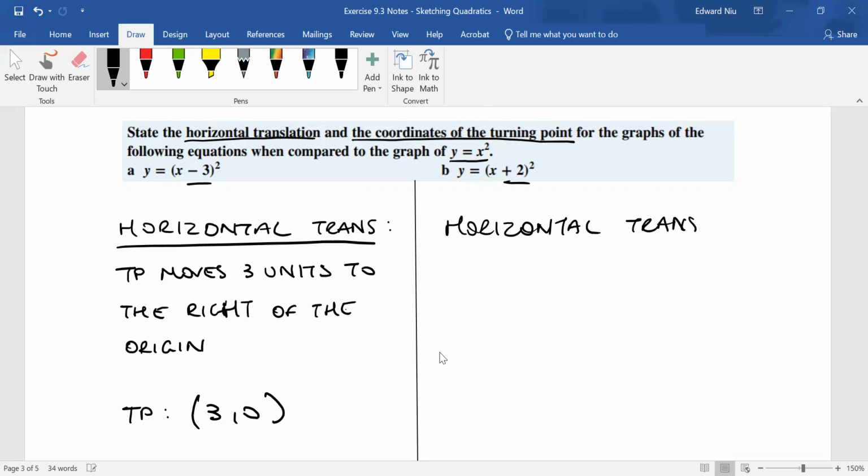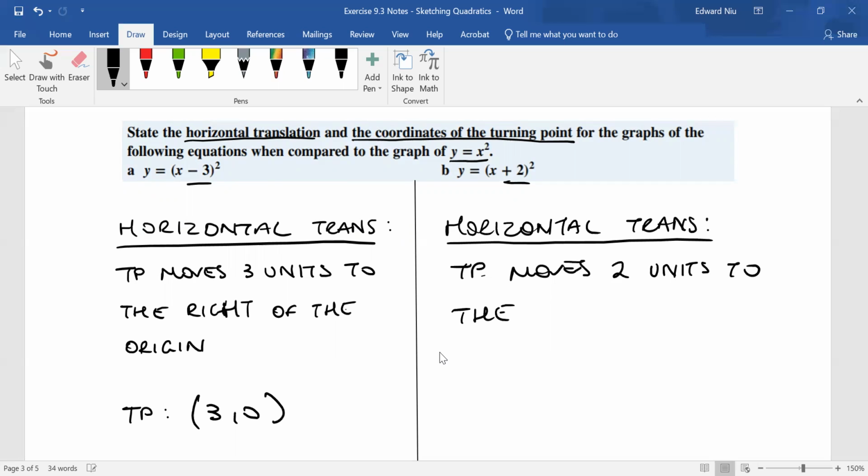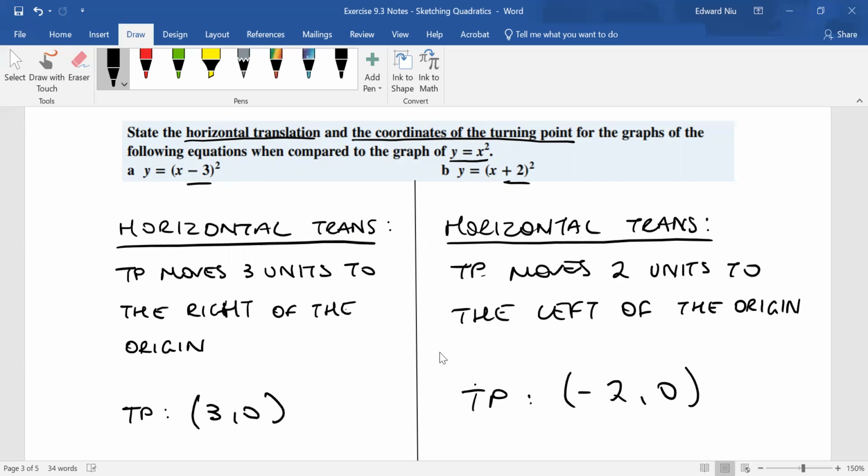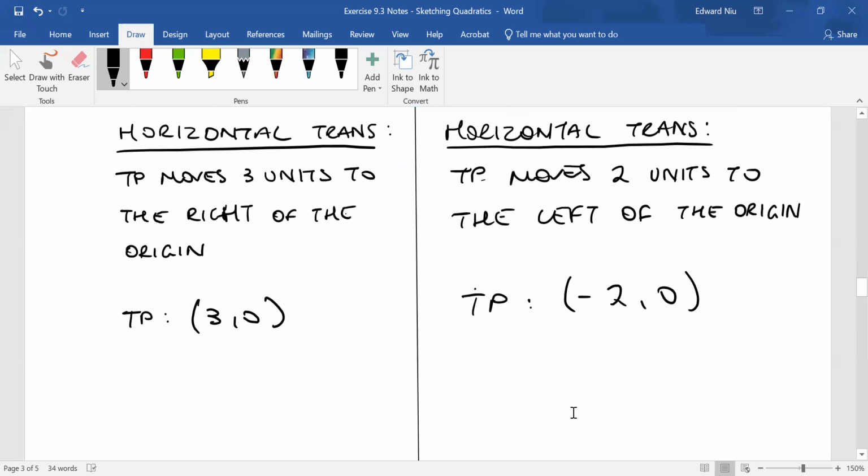In B, we've got a +2, so our horizontal translation. This will mean the turning point moves 2 units to the left of the origin. So to the left means we're in the negatives on the x side of the values, and that's why we get a turning point of (-2, 0).